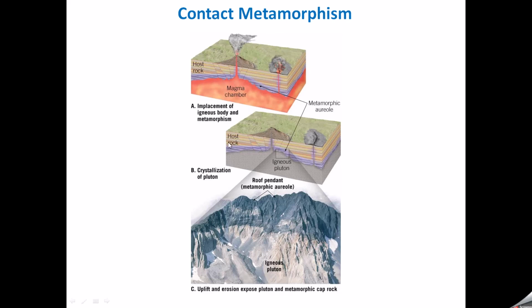After these sedimentary rocks weathered, what's exposed on the surface? Aureole, metamorphic aureole or halo, and then under it the igneous plutonic body. Okay.